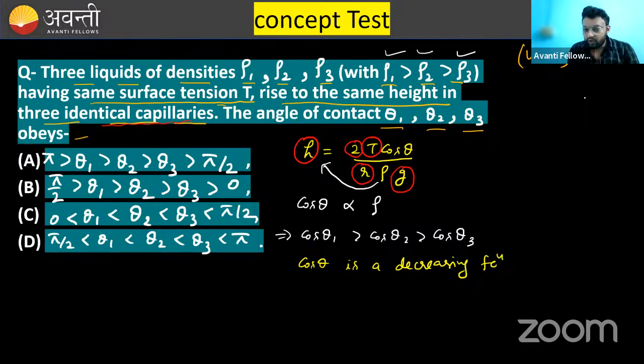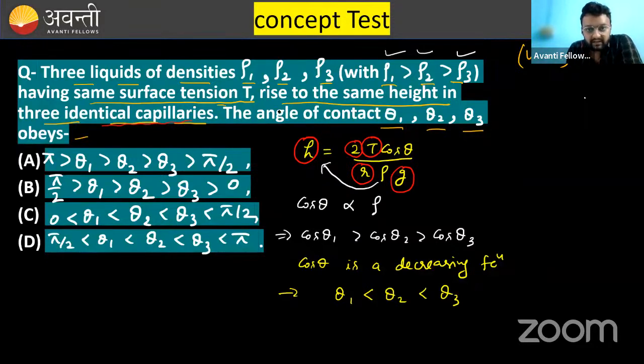What does it mean? If cos theta 1 is greater, that means theta 1 will be smaller. So you can write here theta 1 is less than theta 2 is less than theta 3. So right now this is the relation we have got, and this is for two options, C and D. Theta 1 is less than theta 2, clear. So now we need to find the angle.